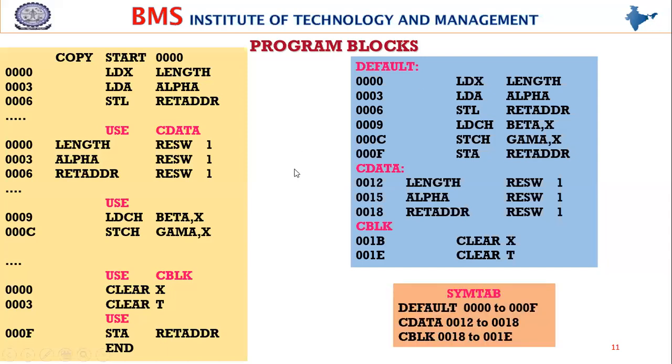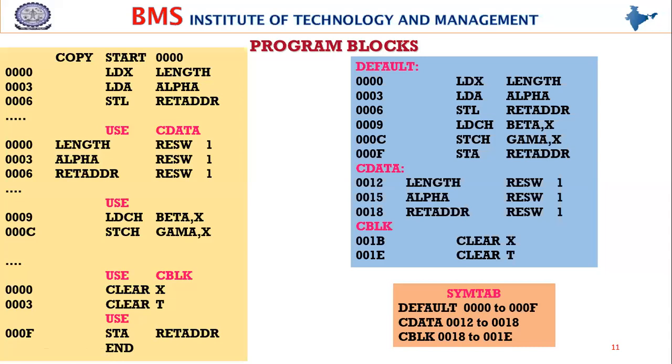And this symbol table entry will also be made. You can see that the default block is starting at 0000 and ending at 00. Similarly, the C data block is starting at 0012 and ends at 18, and the C block is starting at 0018 and ends at 1E. Pass 1 itself is the pass which makes the entry of all the user defined symbols into the symbol table.